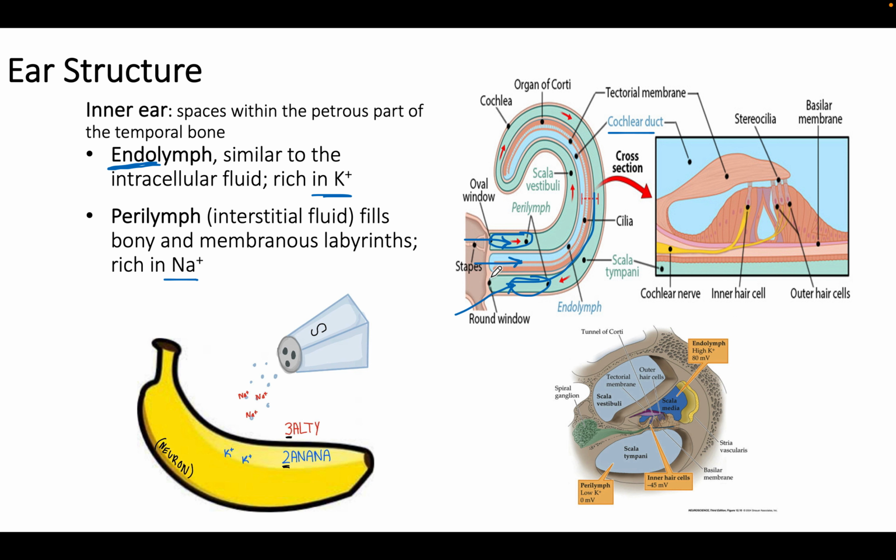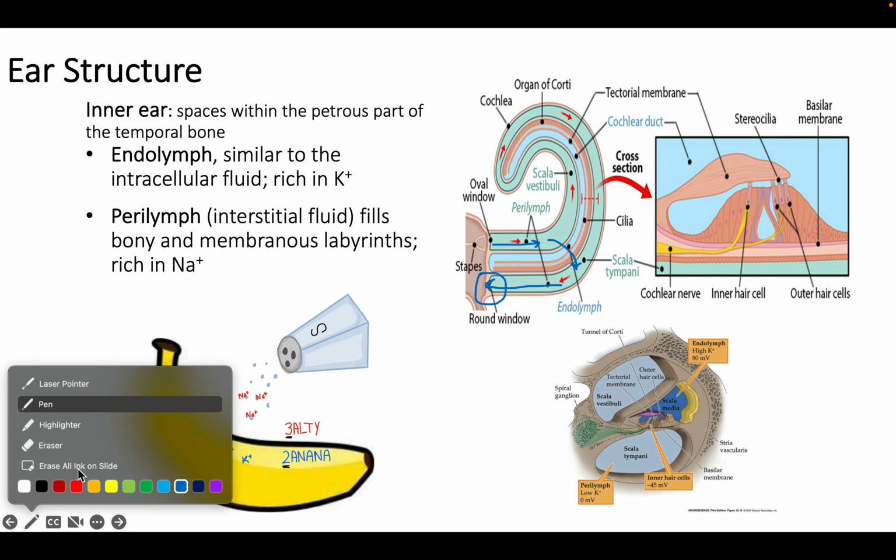Down here we have a round window. If I clear this so it's easier to see, the round window is in this area right here, and it serves as a pressure relief valve. As we push the fluid here, it gets distorted across this membrane, and then it exits and bulges out at this round window right here. So it serves somewhat as a pressure relief valve.